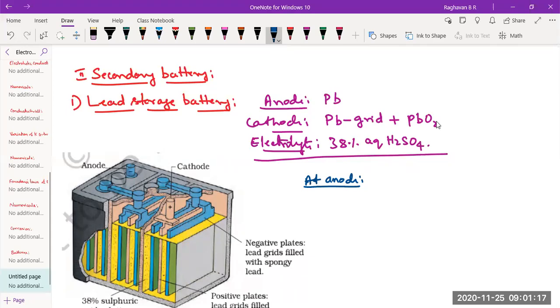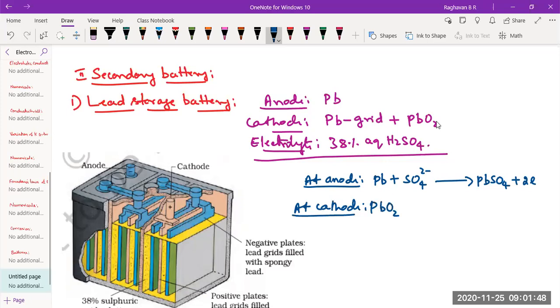So, what actually happens at anode and cathode? Let's see. At anode, Pb combines with sulfate ions to form PbSO4 and electrons are released. At cathode, PbO2 present in the cathode again takes sulfate with H plus ions of the medium and electrons to form PbSO4. And the remaining 2 oxygen and 4 hydrogen become 2H2O.